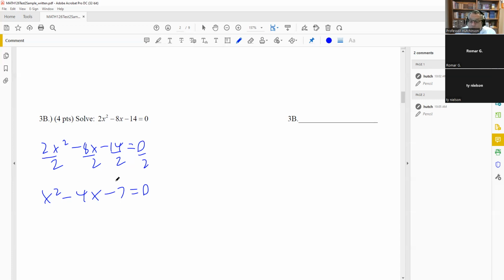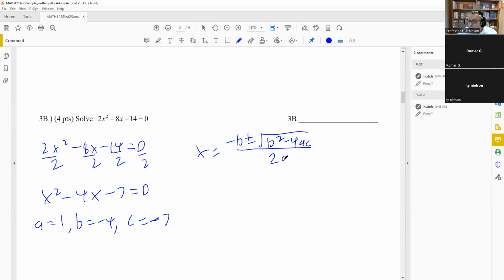Okay, so we're going to have to use quadratic. So a is equal to 1, b is equal to -4, and c is equal to -7. Okay, the formula, so you want to make sure that you know this formula: negative b plus or minus the square root of b squared minus 4ac, all over 2a. That's the quadratic formula. So you want to make sure you have that because you may need to use it on the test.